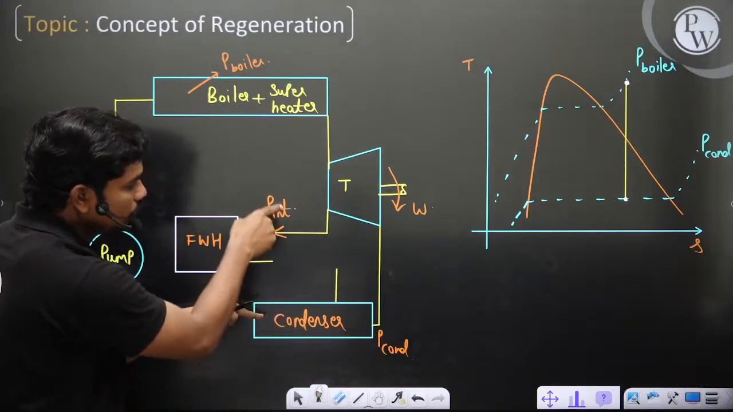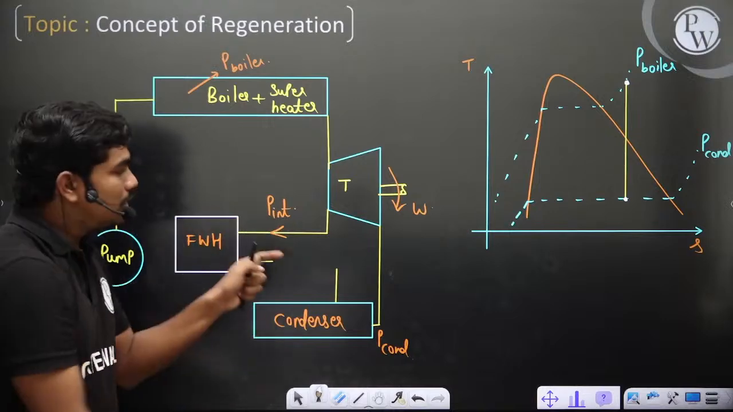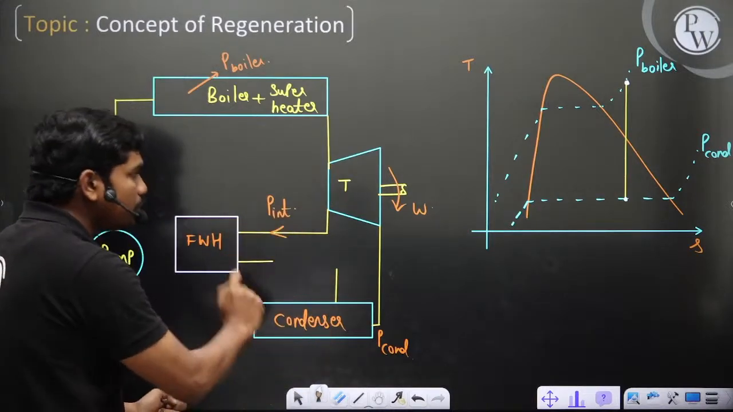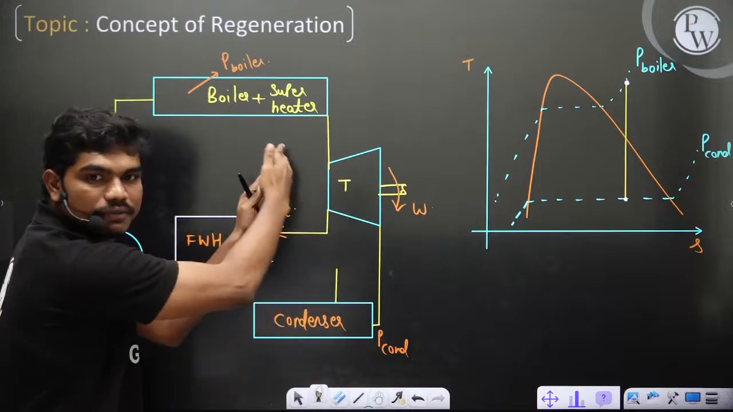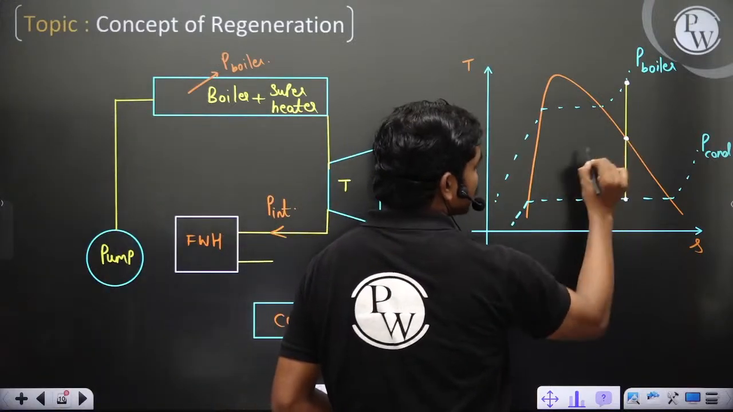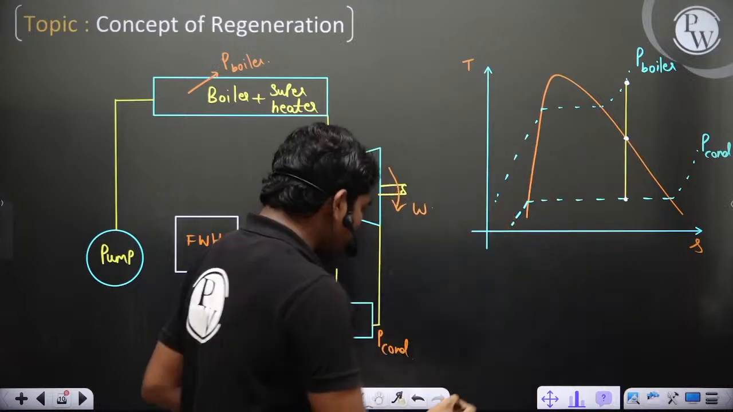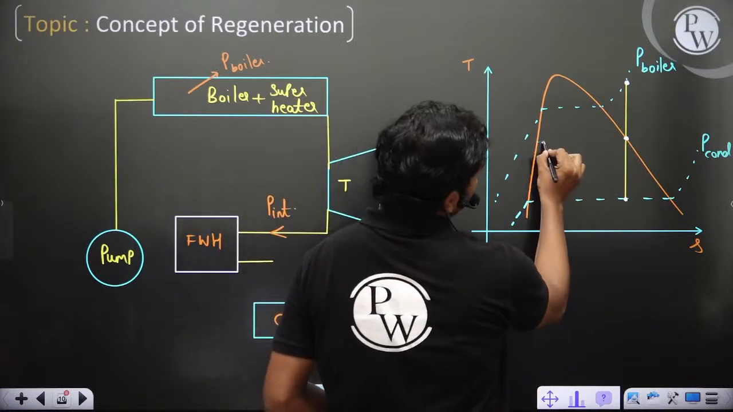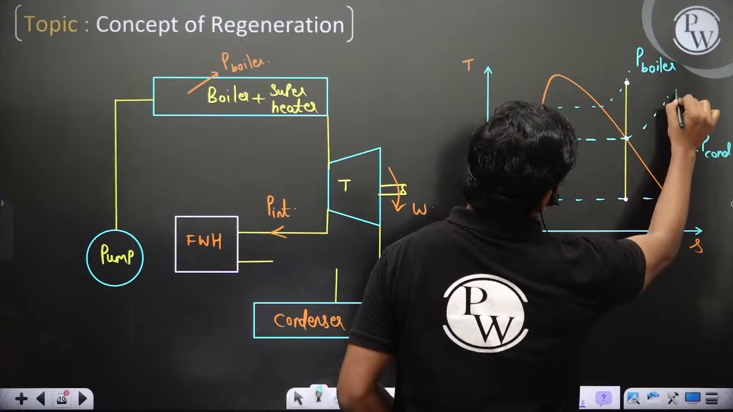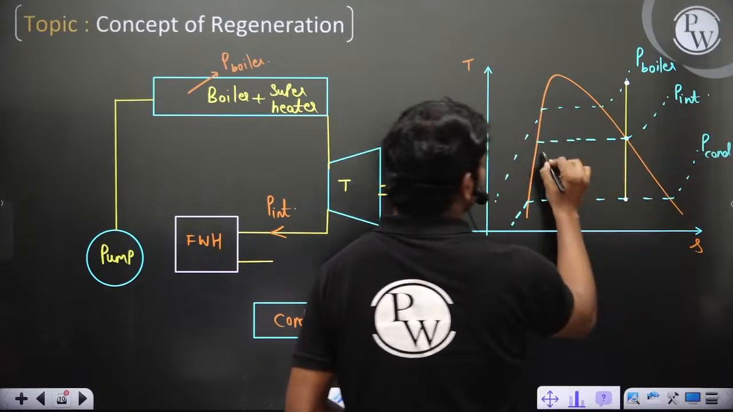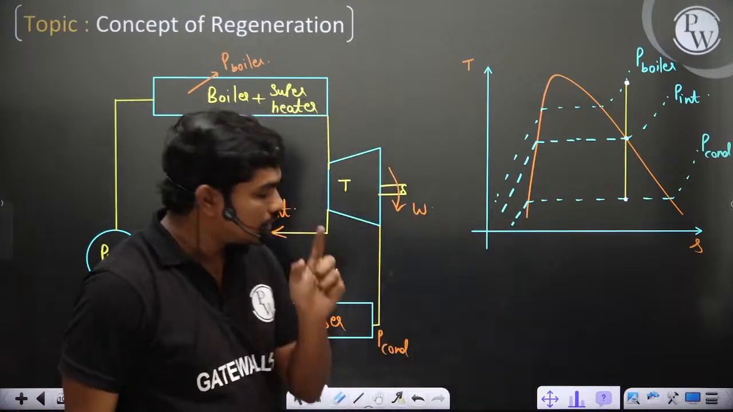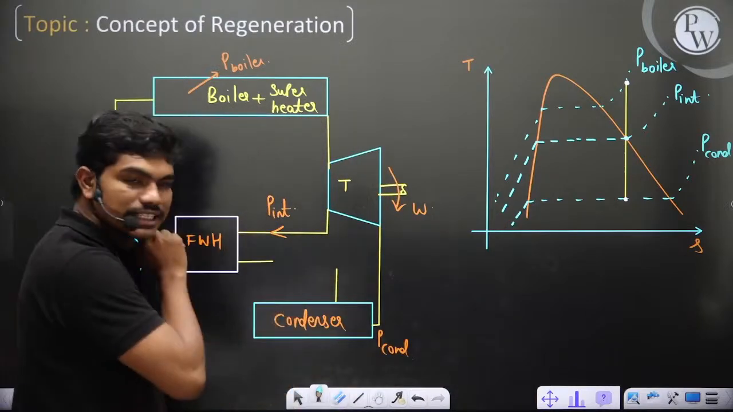This P condenser will not be equal to P intermediate, because this P intermediate is the pressure of the steam which is bled out from this turbine at some location in between complete expansion. Let's say for example somewhere at this location, if I am taking it out, there is one more pressure line. This is P intermediate, for example. So this is P intermediate, then definitely this P intermediate is more than this P condenser.